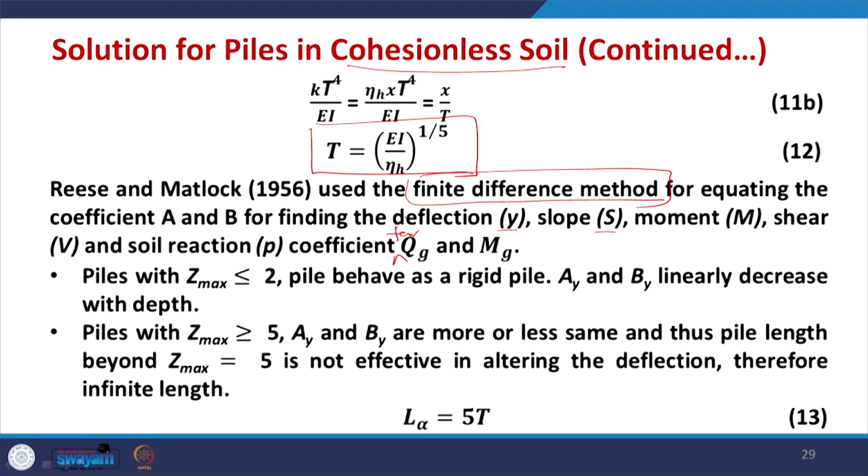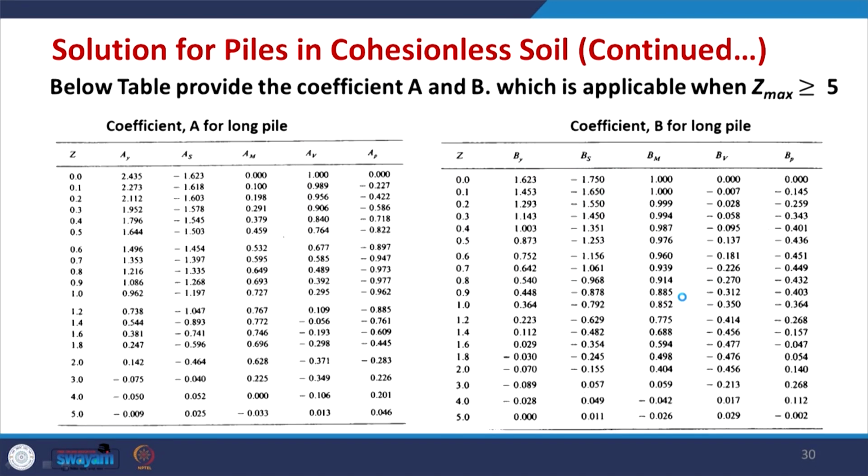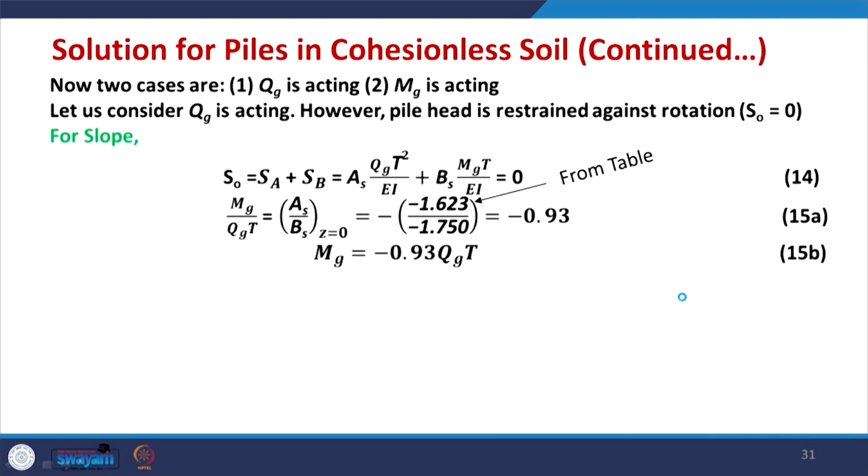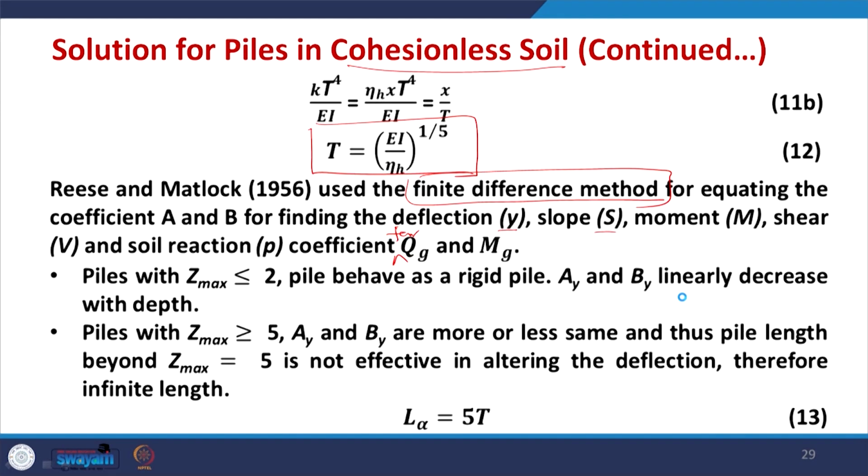Piles with Z max less than 2 behave as a rigid pile, and Ay and By linearly decrease with the depth. So, this is like in the figure. Let us see some figures. In the figures, when you look at Z max 2, there is no change; that means the deflection decreases as the value of Z increases. So, that behavior of the pile is linear.